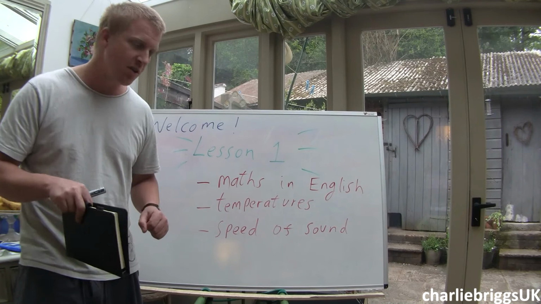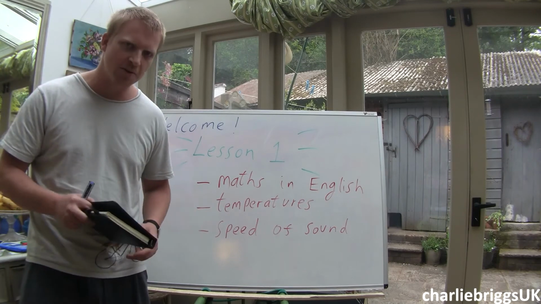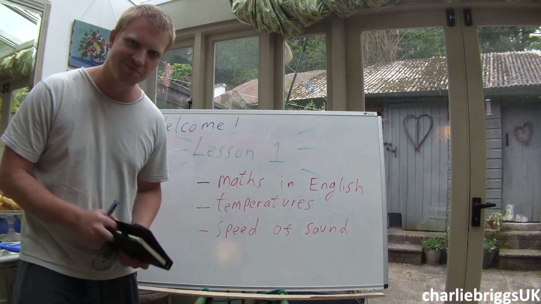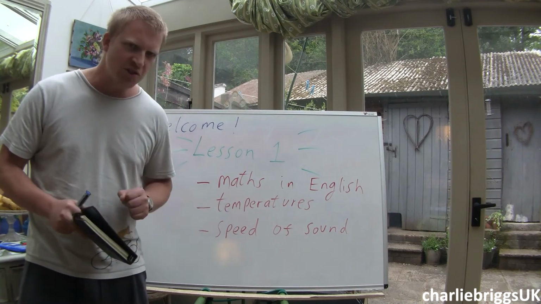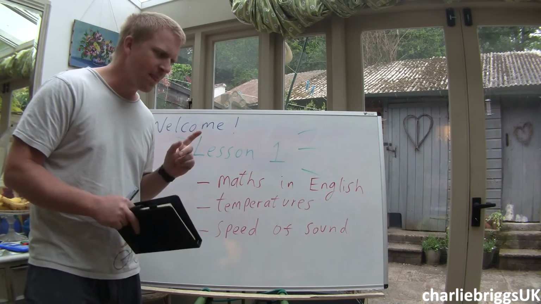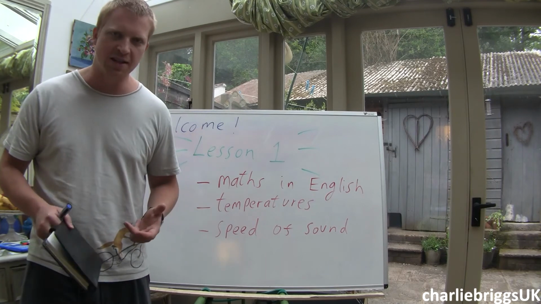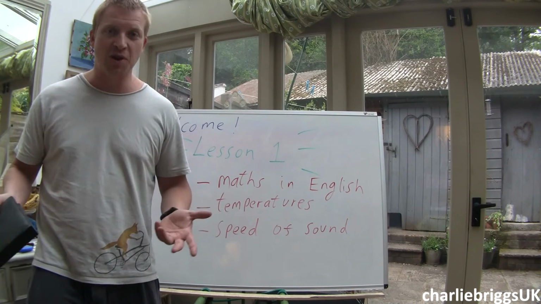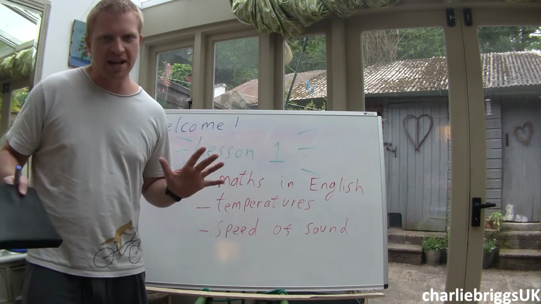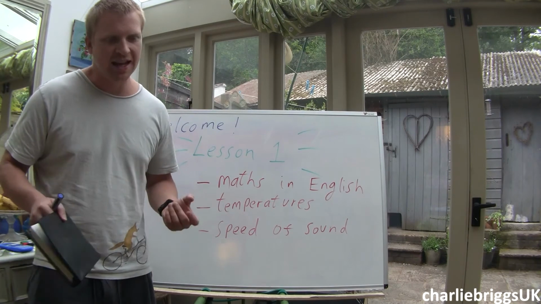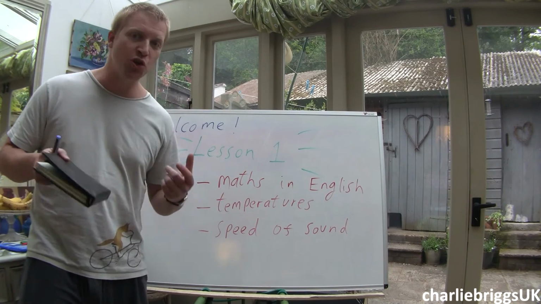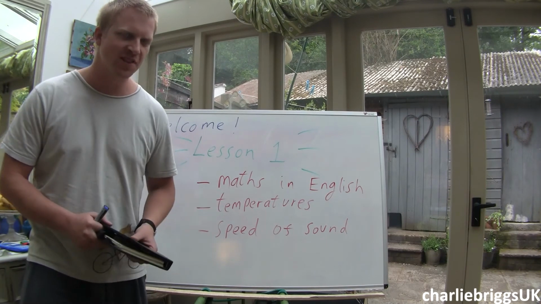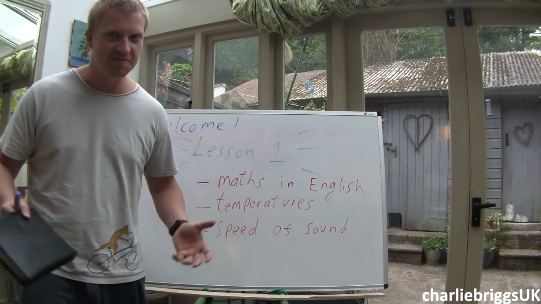This one will be about some basic maths in English, different temperatures and how to convert between the temperatures, and the speed of sound and how fast we fly in relation to that speed of sound. I'd just like to say that there will be some mathematics in this lesson. I'm not a maths teacher, and of course the maths is very basic. This lesson is not really about teaching you maths, it's more about helping you use maths in English with good pronunciation. Okay, let's get started.